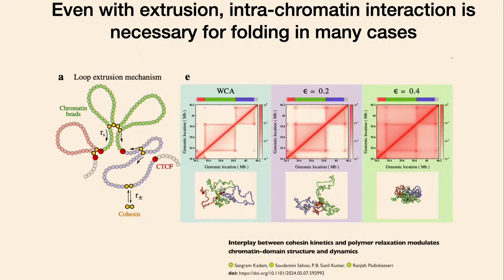Okay, it's here. So one important point is that if you don't have intrachromatin interaction, you will not get the kind of contact map that you would want. So even with extrusion, you require some amount of intrachromatin interaction. That's one of the takeaway lessons.